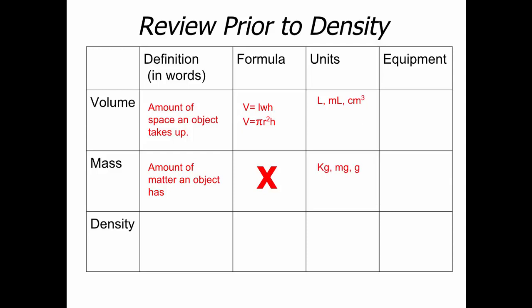What equipment do we need to measure volume? You were just doing this yesterday. For volume, a ruler, or well, you could use a calculator. A graduated cylinder. How about mass? A triple beam balance, or an electronic scale.